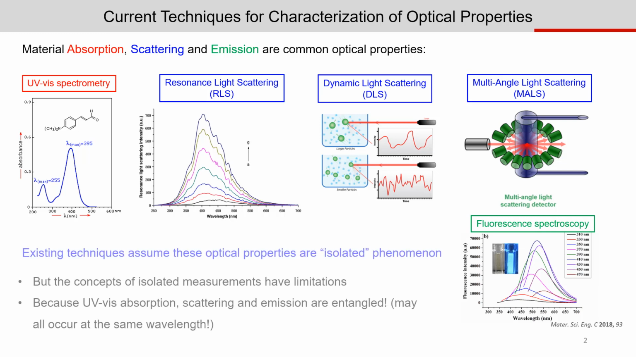But these techniques tend to assume these optical properties are isolated phenomena, like you will only detect the absorption with a UV spectrometer, and the signals picked up by the IRS, DRS, or MORS are exclusively scattering. But this concept can be problematic because in the UV region, light absorption, scattering, and emission are entangled, which means at the same wavelength, the material can absorb, scatter, and emit light simultaneously.